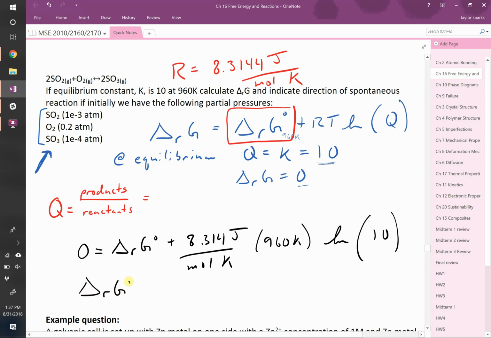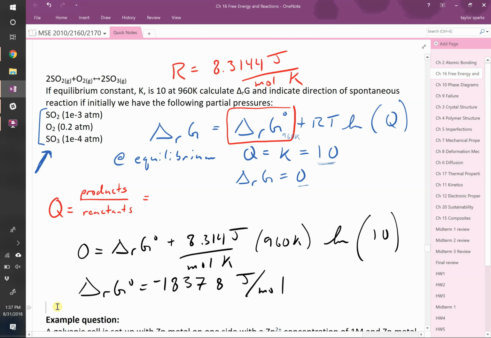Delta Rg naught is equal to negative 18378.28 joules per mole. Did people get that same number for delta Rg naught? Thumbs up? Okay, thumbs up. So we're good so far.